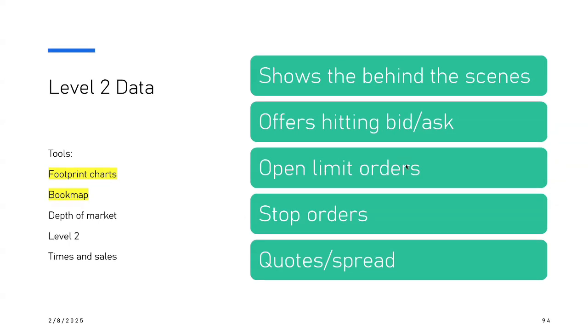But you get all the open limit orders, which is huge because you see all the big guys, since most of them are just doing limit orders. You get all the stop orders. You get to tell stop orders, take profit orders versus limit entry orders. You have to gauge the reaction afterwards. We'll talk about that in a second. You get all the quotes. You get the spread, right?